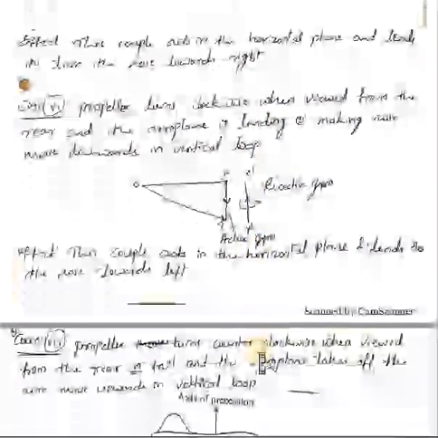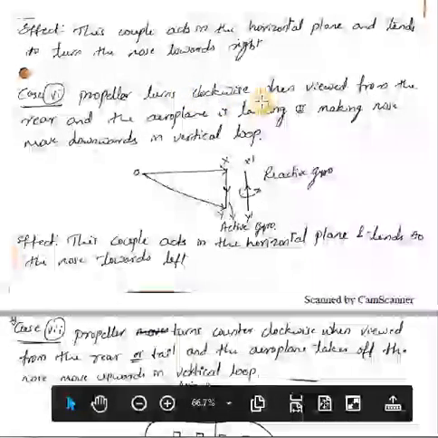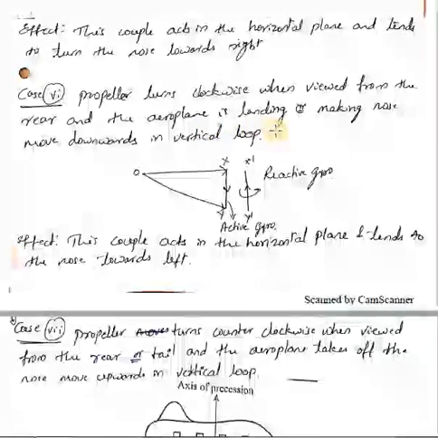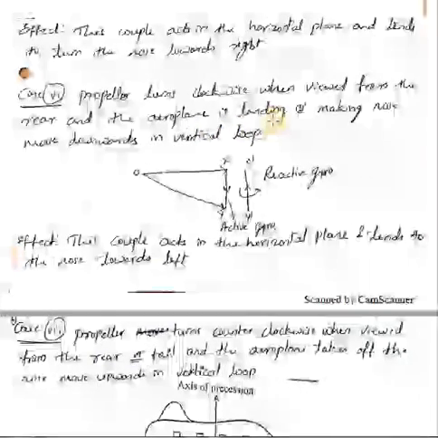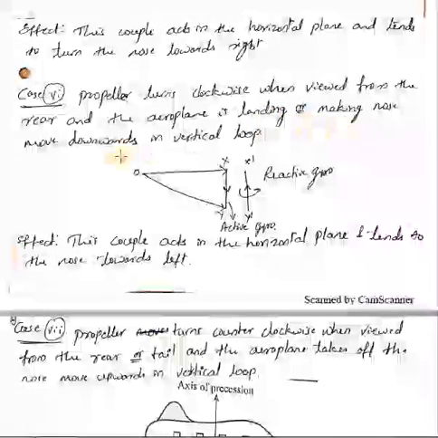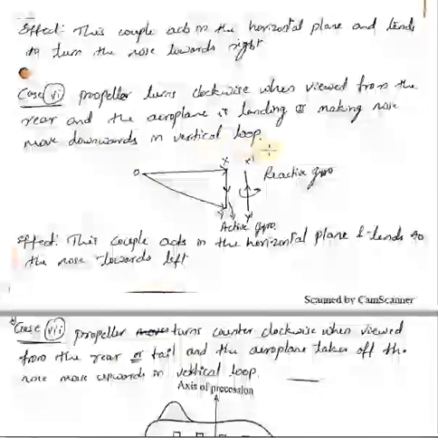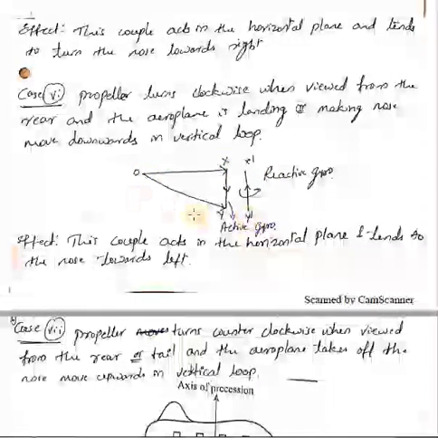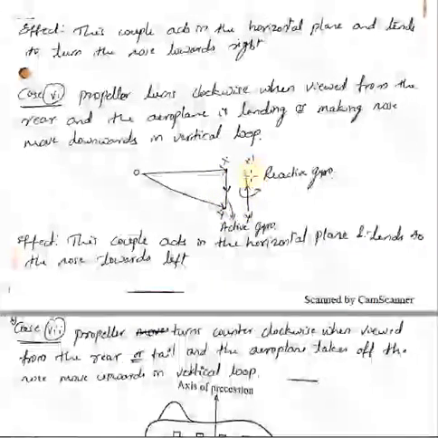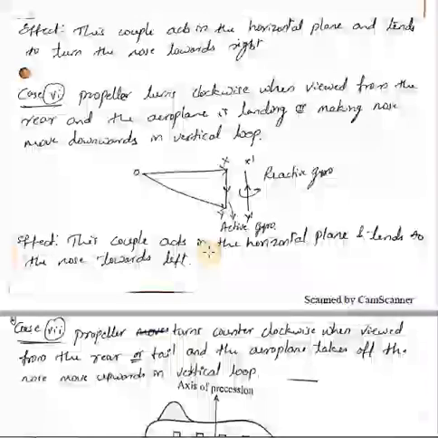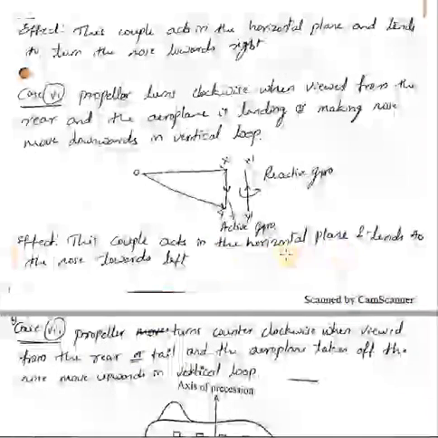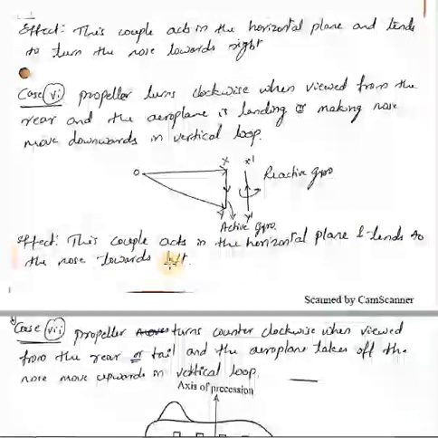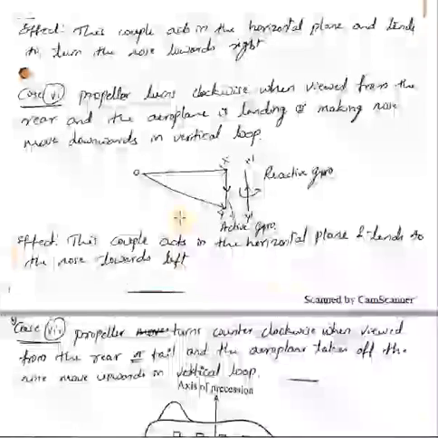Then the sixth case is: the propeller turns clockwise, again that condition is the same, when viewed from the rear end, and the aeroplane is landing. The fifth case was for takeoff; now it is for landing, or making the nose move downwards in a vertical loop. Here, O to X is before landing and O to Y is after landing, and this is the active gyro and this is the reactive gyro. In this case the couple will act in the horizontal plane and it tends to turn the nose towards the left side. While landing the nose tends towards the left side, and while takeoff towards the right side.